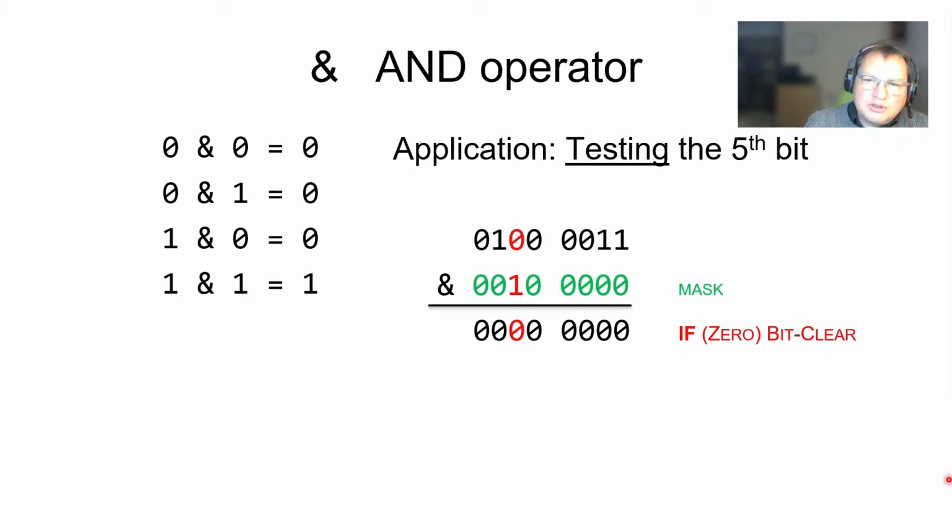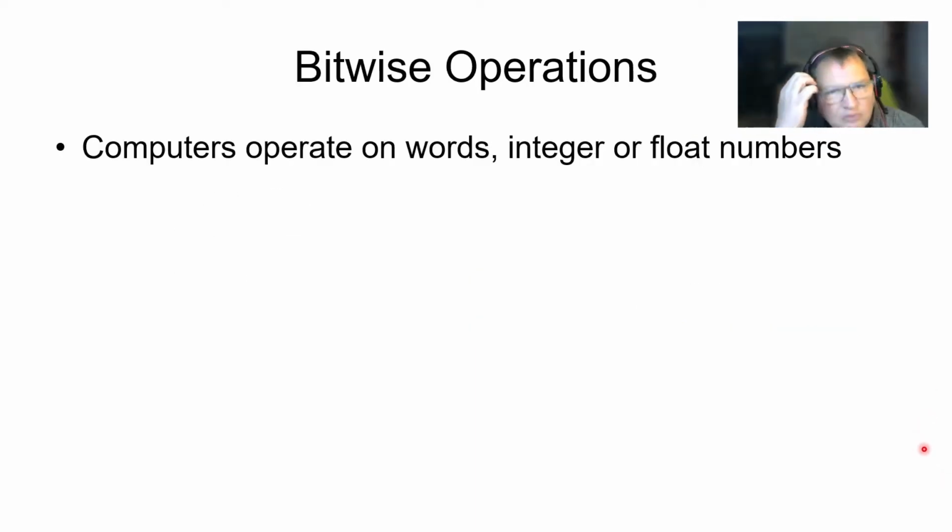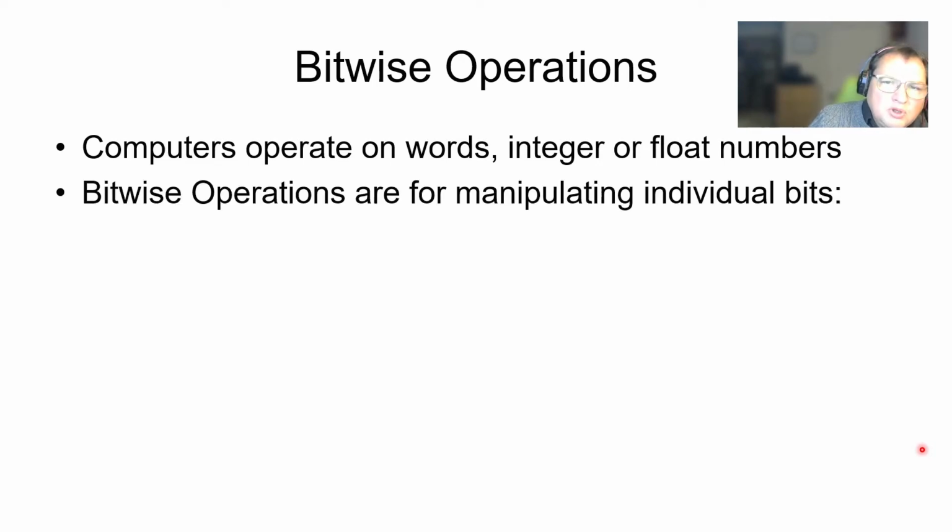But what other operations can we do using bitwise logic operations? First of all, if you think about it, computers operate on words, integer numbers, float numbers, but not on individual bits. So even if all that looks a bit like a trick, this is really the only way in which a programmer can access individual bits. So what kind of bitwise operations can we use for manipulating individual bits?